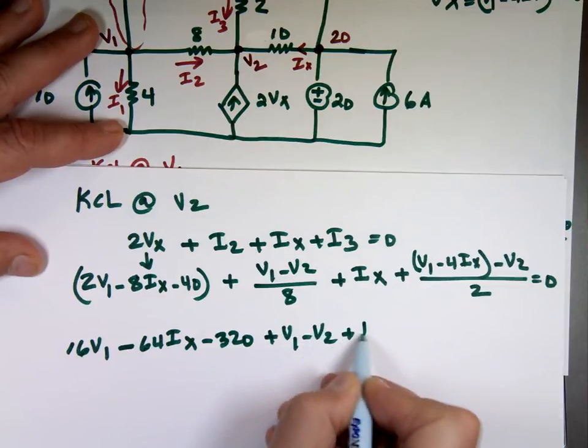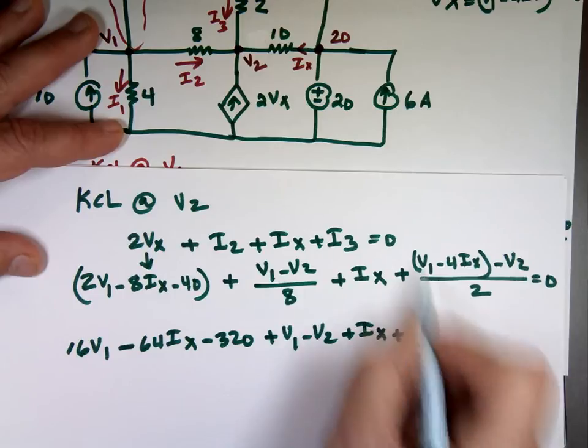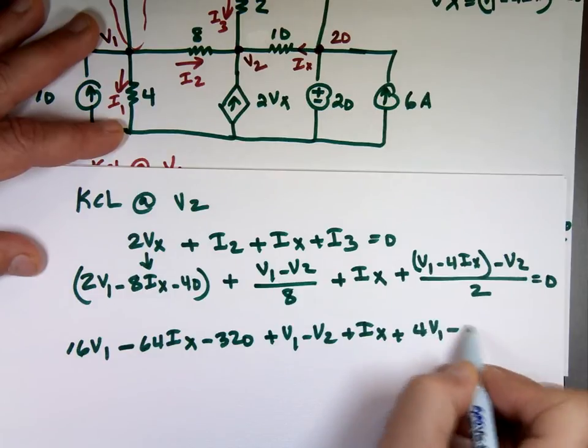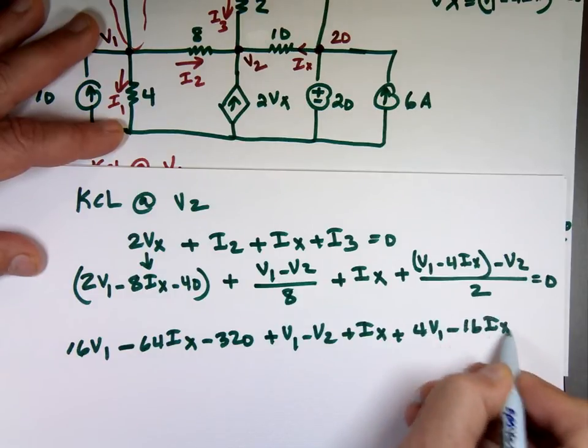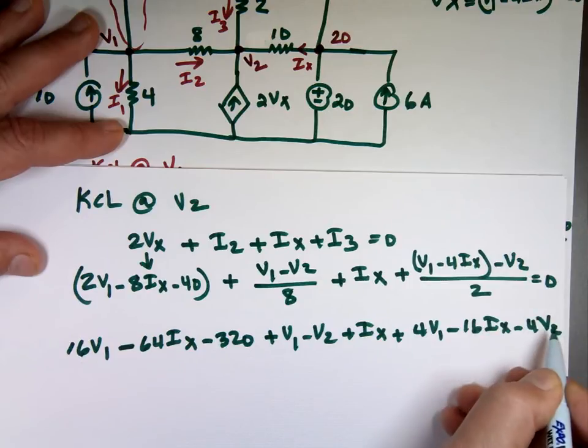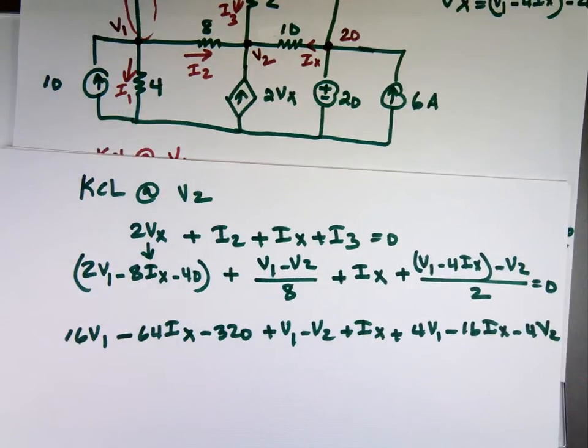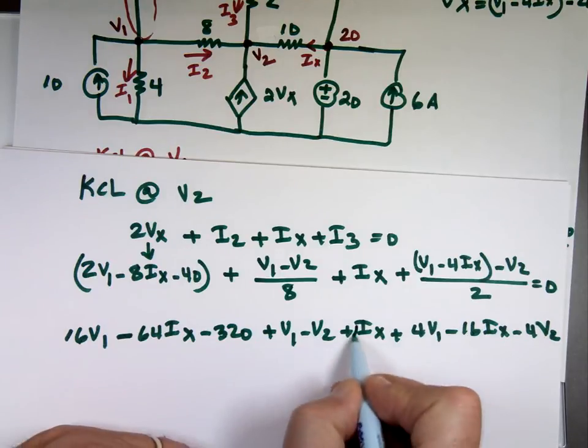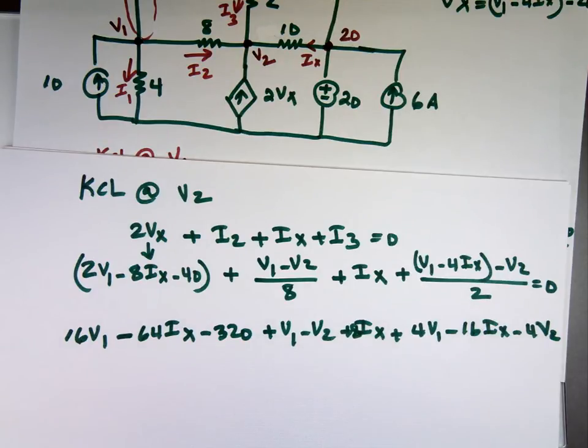That'll be 4 V1 minus 16 I sub x minus 4 V2. 8 I sub x in the middle. Oh yeah, thank you, 8. They multiply by the LCD. That's an 8 here. So the 320 goes to the right side, becomes positive 320.